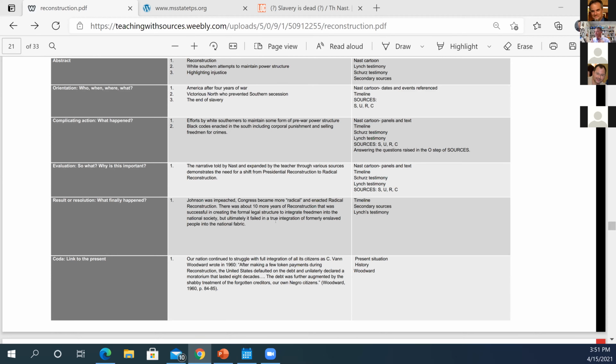And I deliberately chose a 1960s guy who said, after making a few token payments during Reconstruction, the United States defaulted on the debt, a term used by Martin Luther King, oddly enough, and unilaterally declared a moratorium that lasted 8 decades. That debt was further augmented by the shabby treatment of the forgotten creditors, our own Negro citizens. And so why it's important. And I think we can still say some of that's true today.